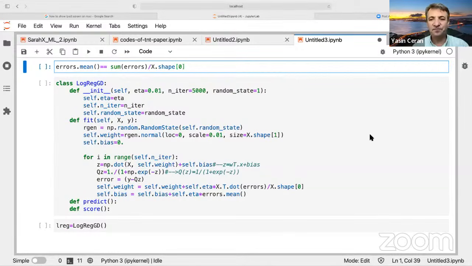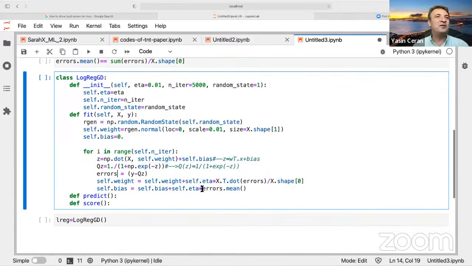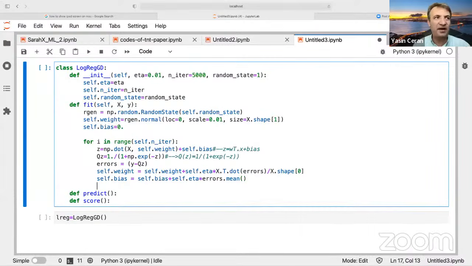Let's see. Errors is not defined. Oh, error. Let's use errors here. Okay, I just defined it here. We are almost there, guys. So we updated W. We updated the bias term. That's it. So we are going to update weight and bias 5,000 times.